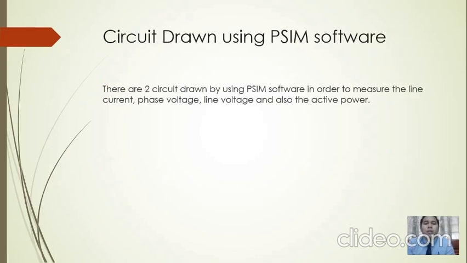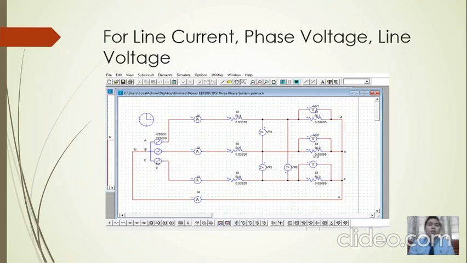Next, we draw a circuit by using PSIM software. There are two circuits that are drawn in this software in order to measure the line current, the phase voltage and the line voltage. And also, let's not exclude the active power as well. So this is the circuit that is drawn by using PSIM software. This circuit is to measure the line current, the phase voltage and the line voltage.